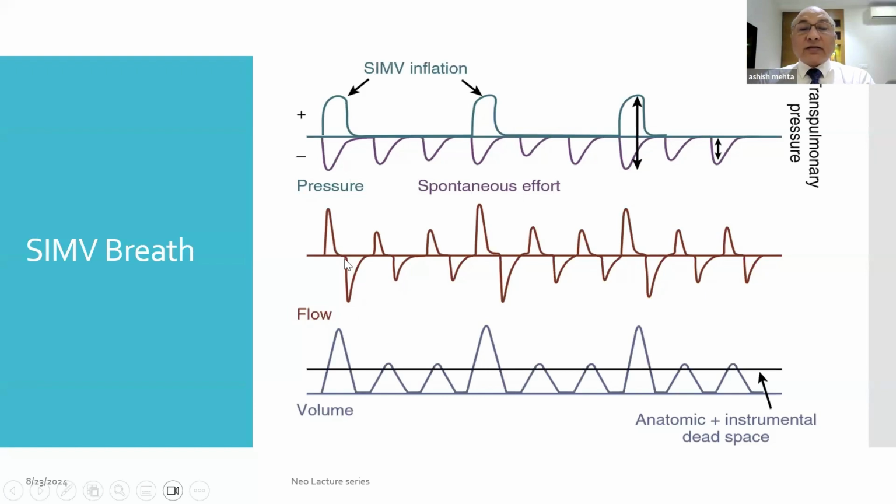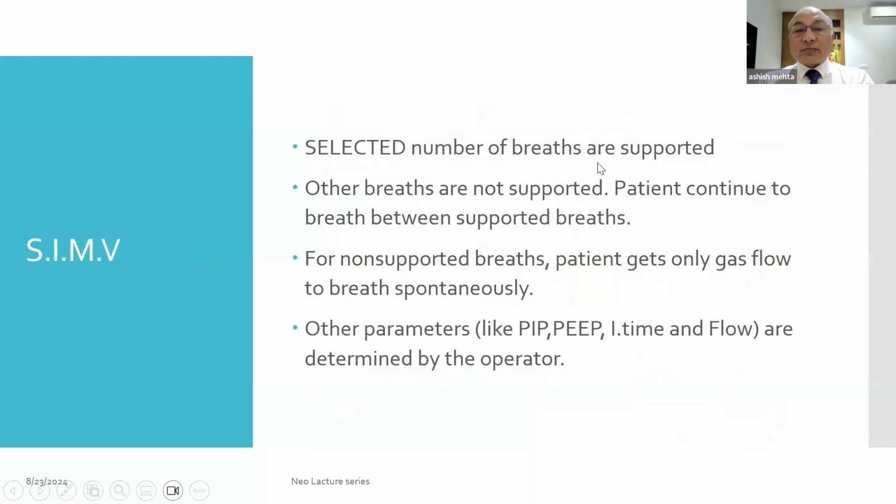Here you can see a negative deflection. That is all spontaneous breaths, negative deflection. But intermittently, on this negative deflection, a positive pressure breath is delivered, and that is your SIMV breath, synchronized intermittent mandatory breaths. The rest of the breaths you can see here are spontaneous breaths, and the ventilated baby is allowed to breathe on their own. Here you don't see any positive deflection, meaning no support is being provided by the ventilator. Only for the selected breaths will the ventilator provide support. So a selected number of breaths are supported.